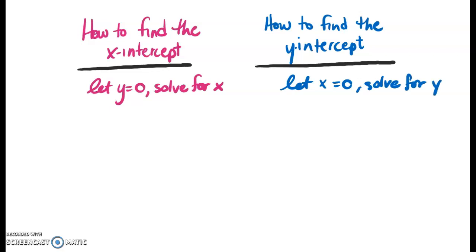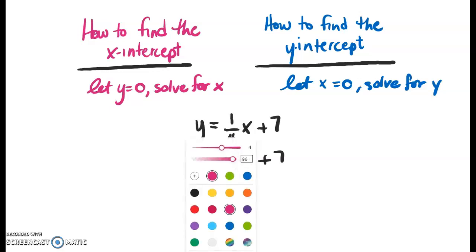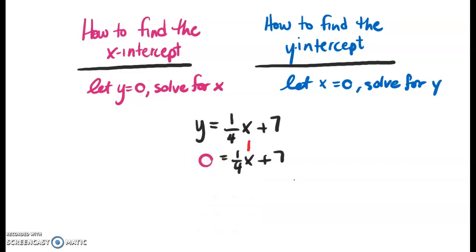So for example, if we had the equation y is equal to 1/4 x plus 7, how do I find the x-intercept? I'm going to plug in 0 for y. So plug in 0 for y. And now I'm left with this. And then what I'm going to do is solve for x. So I want to isolate the x.